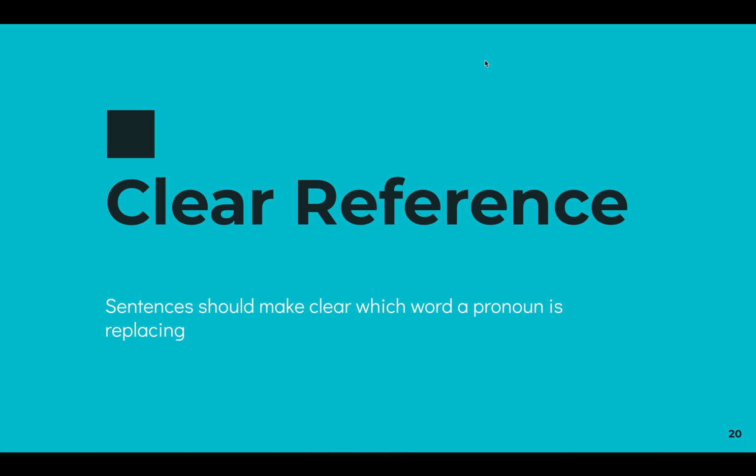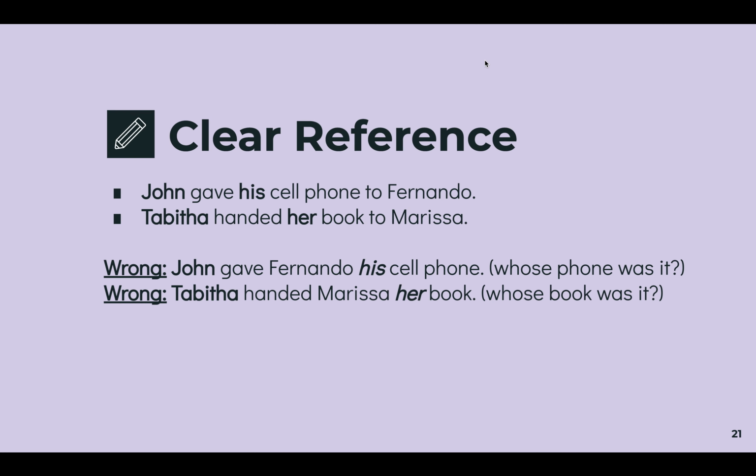A clear reference. Sentences should make clear which word a pronoun is replacing. It would be unclear if we said John gave Fernando his cell phone. Well, which phone was it? Was it Fernando's cell phone or was it John's cell phone? Tabitha handed Marissa her book. Whose book was it? Tabitha's or Marissa's? But if we reword the sentence, then we can make it clear.